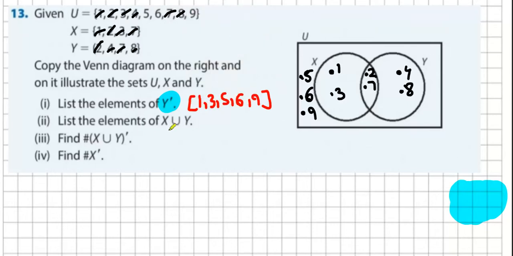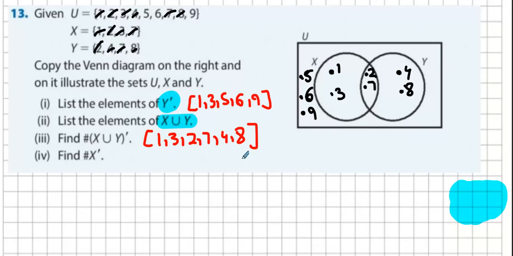Lads, list the elements of X union Y. Now, Adrian, we said that the intersection is included. So this is part 2, guys. What do we reckon the answer is? What do you think the answer is? 1, 3, 2, 7, and 4 and 8. 1, 3, 2, 7, 4 and 8.